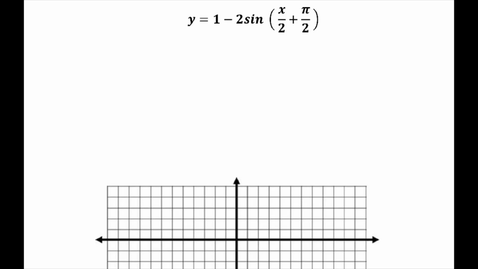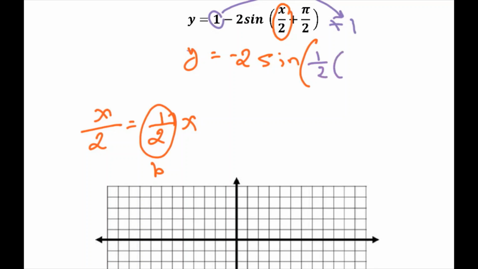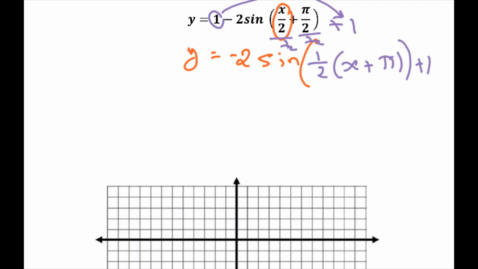Now let's try this function here. I'm going to follow the same steps. So first of all, I'm going to rewrite the function to make it easy for me to find the amplitude, the phase shift, and all of these things. So first of all, this one should be coming to this side because this is a k, okay? Now let's write the function. So y equal -2 sine, and then what is the coefficient of x over 2? It's basically 1/2 x. So 1/2 is going to be my b. So I'm going to say 1/2, and then dividing everything by 1/2. So that's going to be x plus pi and plus 1. So by doing this, we can tell what is the amplitude, what is the phase shift, and the period, and all of these things.